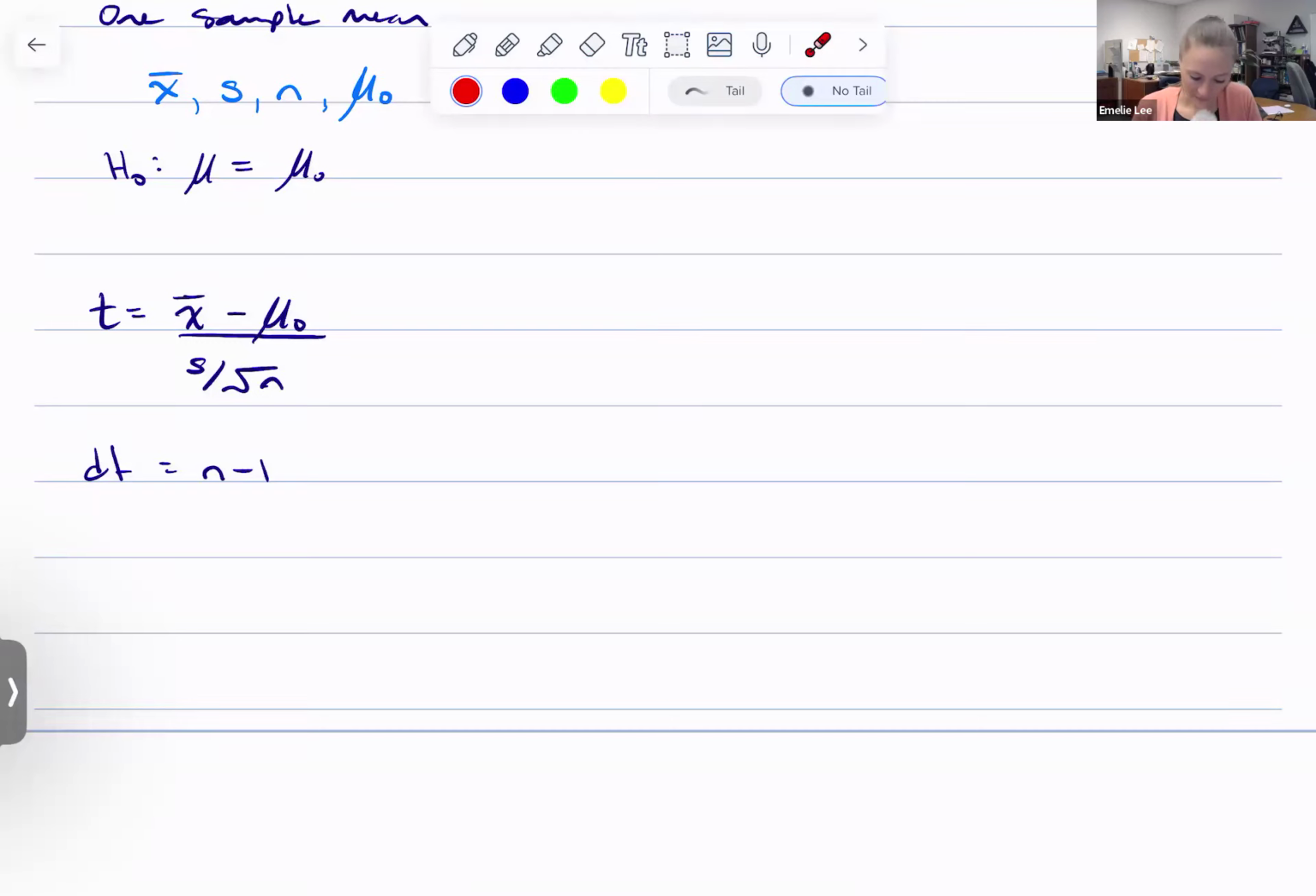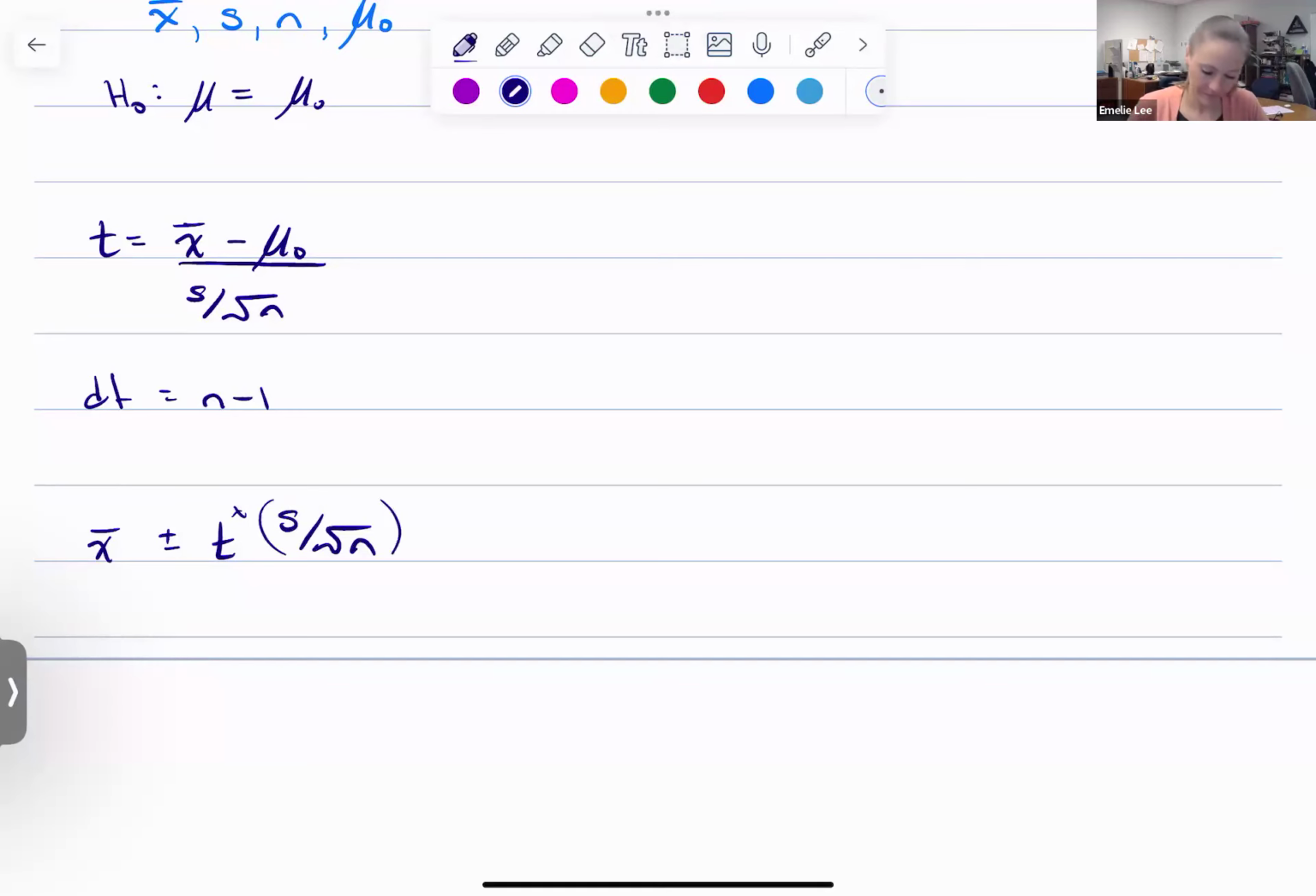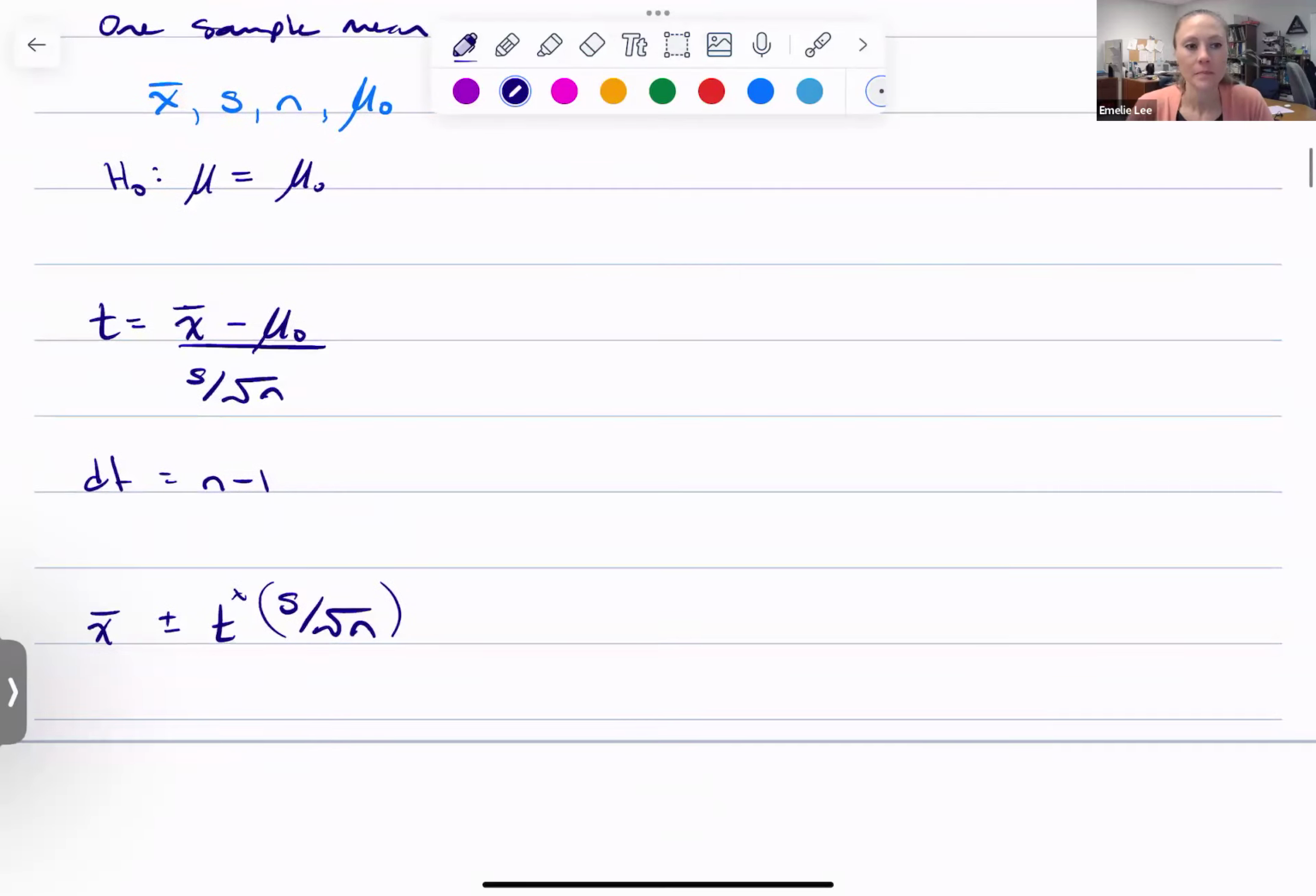Okay, so a confidence interval for the mean: take our point estimate plus or minus t star. So no longer z star, t star at n minus 1 degrees of freedom. Sometimes we'll put a little subscript n minus 1, but I'm going to drop it, times s over root n.